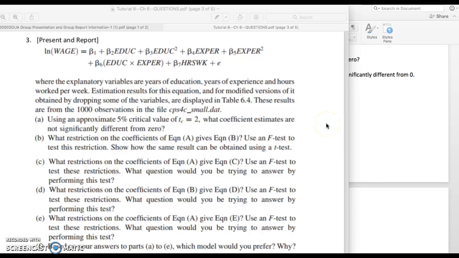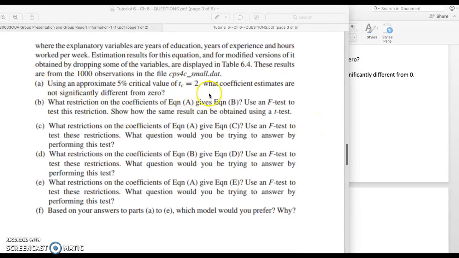Today we're going to look at the equation wage versus the different factors: education, experience, and hours worked, and how each of those affect wage, and whether or not we can determine the most relevant equation to give a fair representation of an increase in wage per increase in each factor. So what we're going to look at first of all is question A, using a TC value of 2 to work out what coefficient estimates are not significantly different from 0.